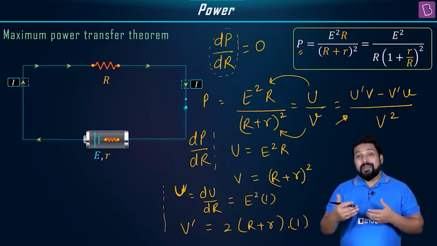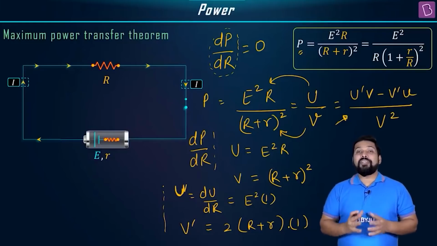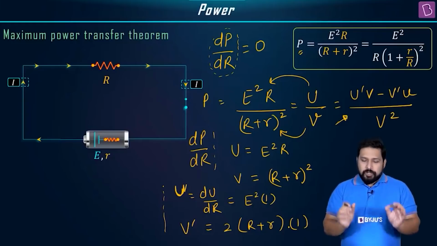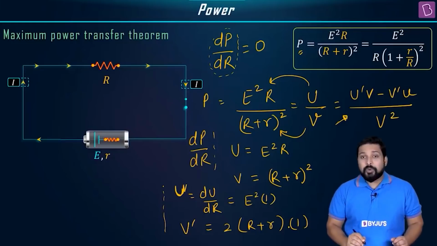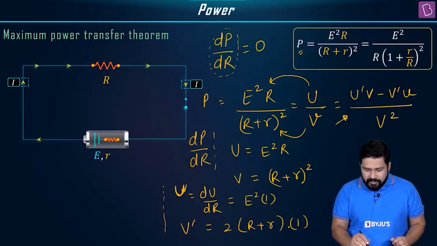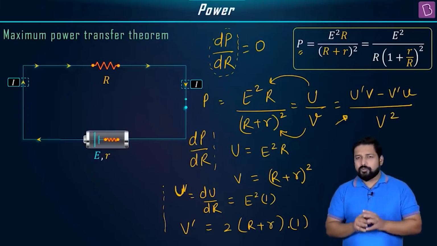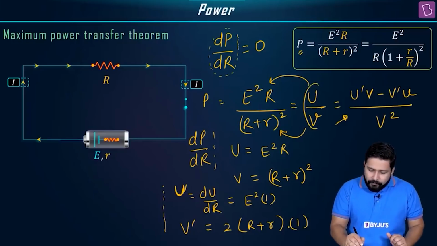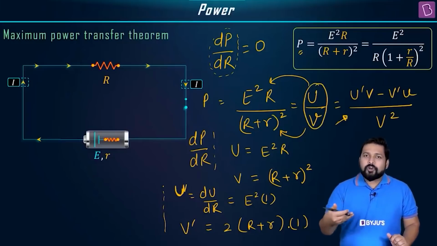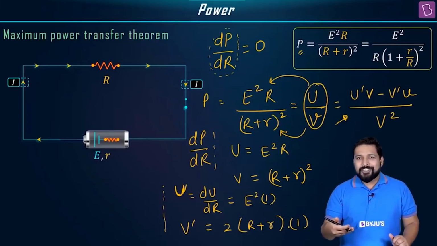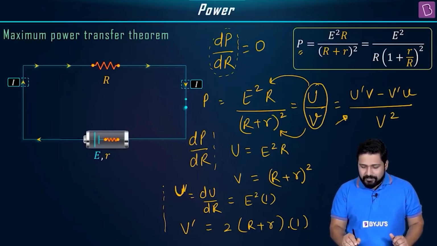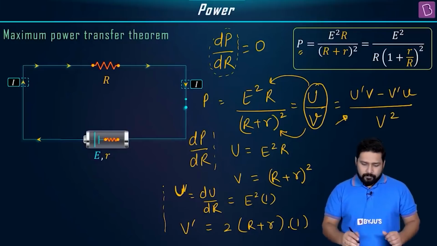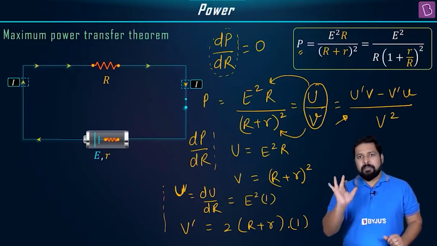So then we wrote down the expression of P. We found that it can be expressed as a combination of two functions in this form, U by V. So we assumed U is equal to E square into R, divided by V is equal to capital R plus small r the whole square. No problem till here. Then we know the formula of U by V, also called the U by V rule of differentiation: U dash into V minus V dash into U divided by V square. So the first function will be U, the second function will be V.